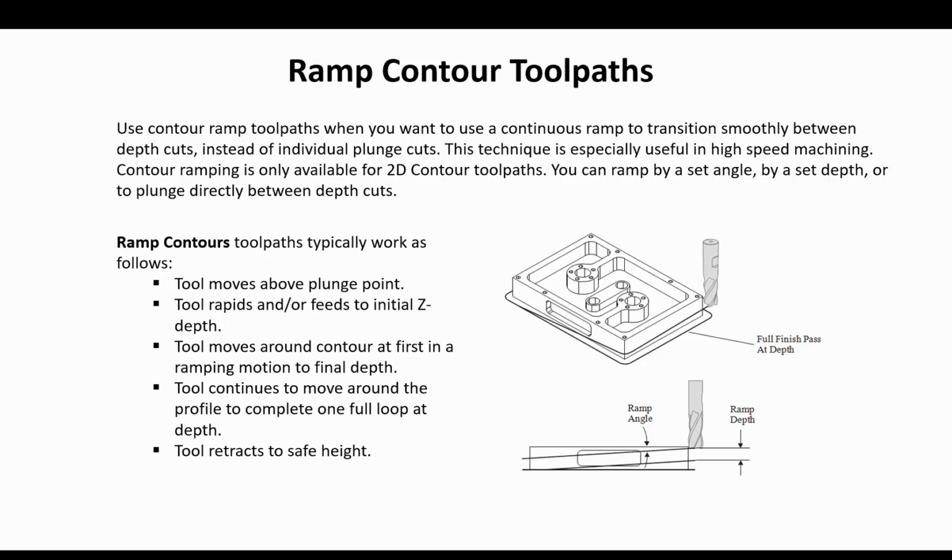Ramp contour toolpaths typically work as follows. Tool moves above plunge point, tool rapids and or feeds to initial Z depth. Tool moves around contour at first in a ramping motion to final depth. Tool continues to move around the profile to complete one full loop at the depth. Tool retracts to safe height.